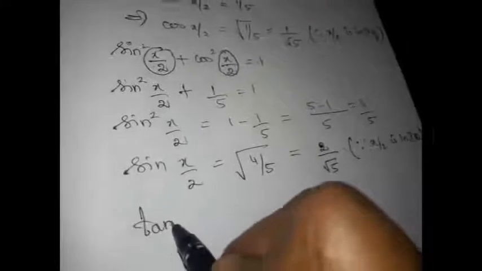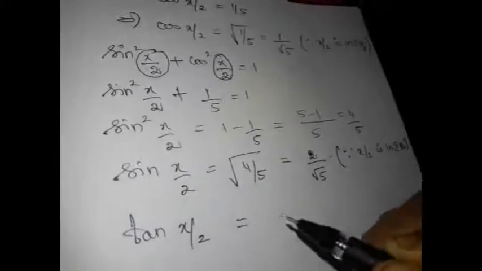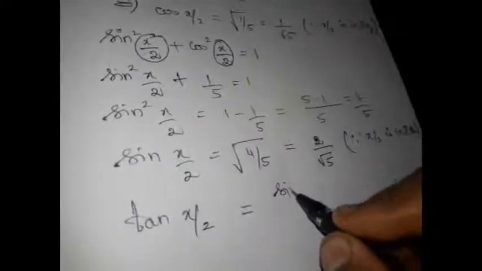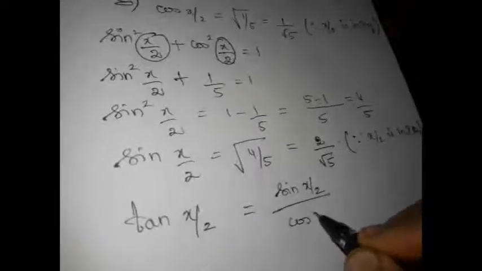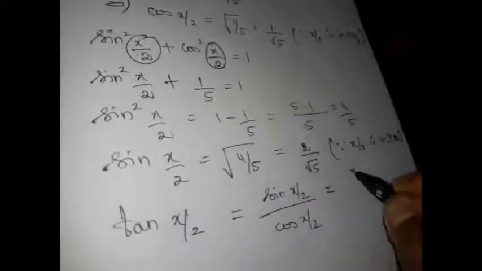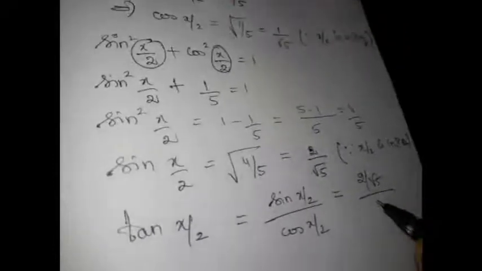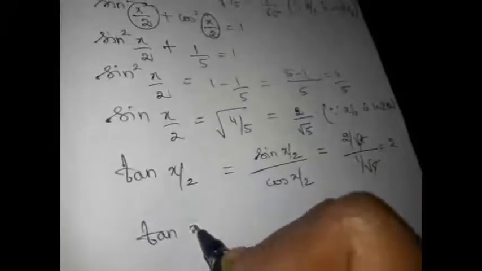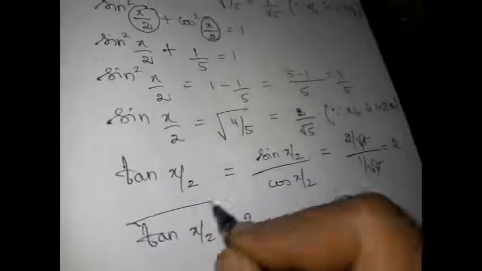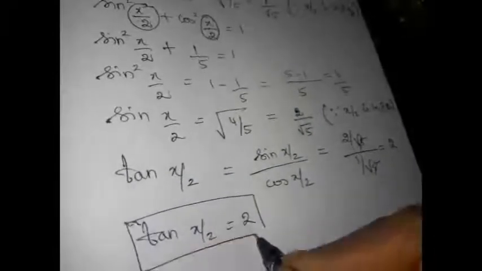Right? Now we have to find tan x by 2. What is the relation between sin, cos and tan? Tan x by 2 is nothing but sin x by 2 divided by cos x by 2. What is your sin x by 2? 2 by root 5. Cos x by 2 is 1 by root 5. So root 5 will get cancelled. So tan x by 2 is 2. Right? Thus we found the 3 trigonometric ratios which they asked to find in the question.